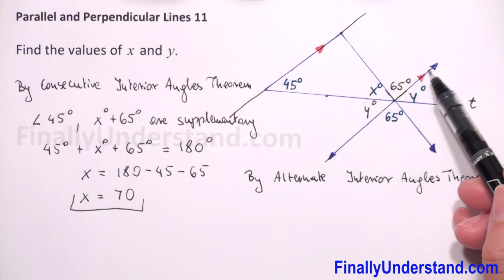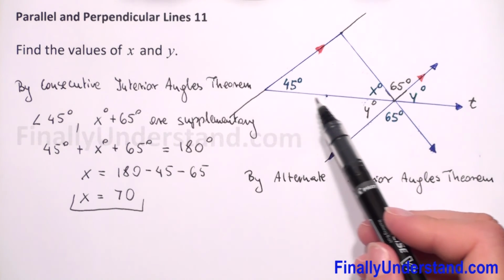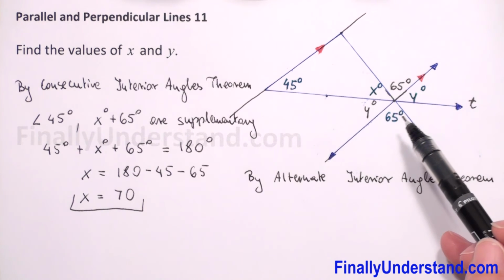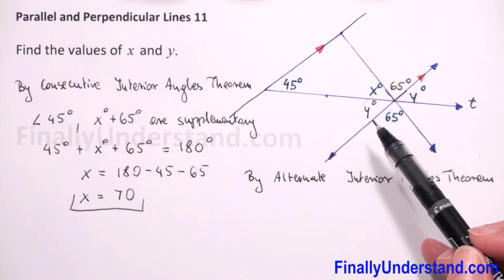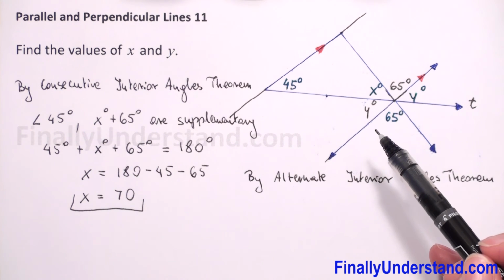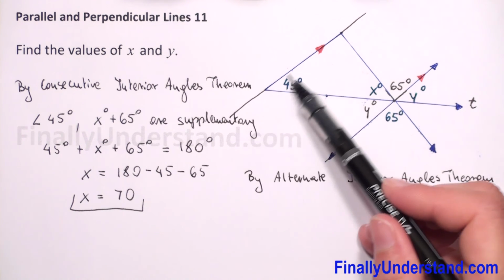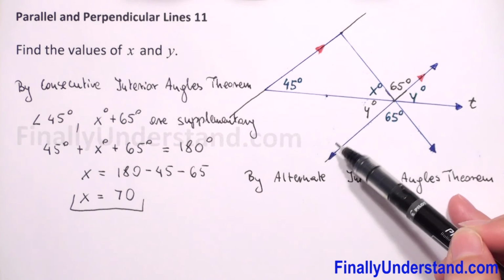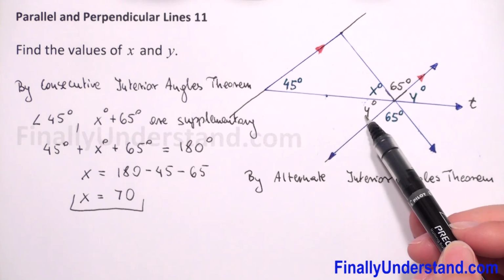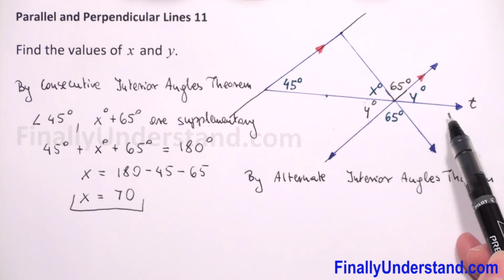When we have two parallel lines which are cut by a transversal, then the pairs of alternate interior angles are congruent. Let me remind you that alternate interior angles are angles which are between these two parallel lines and on opposite sides of our transversal. This is our transversal.